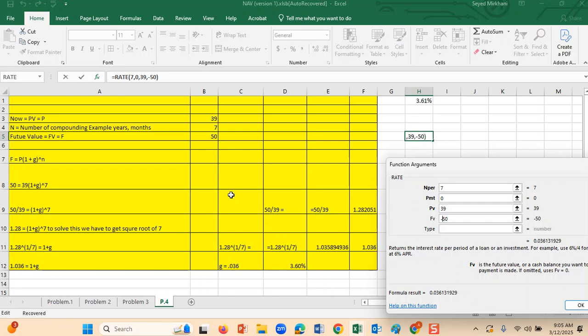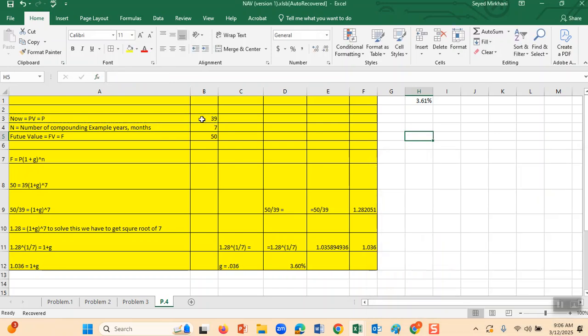And now let's see how I use Excel to solve this problem. I use Excel in two ways. One way is that I put an equal sign here, present value, P. How much money did you give to the fund manager? Oops, I don't know why I got rid of it, but I will bring that number out. $39, and the number of periods is 7, and the future value of your money is $50.